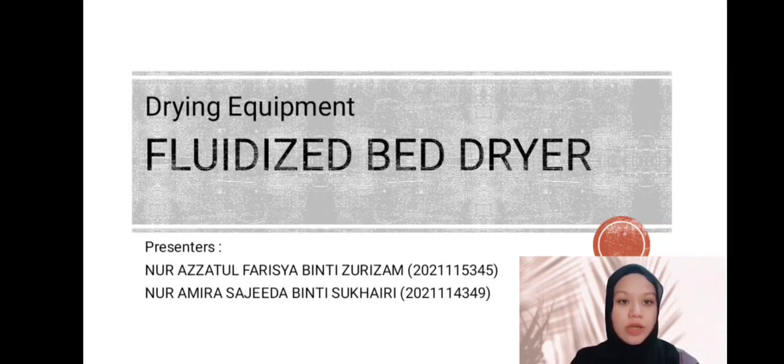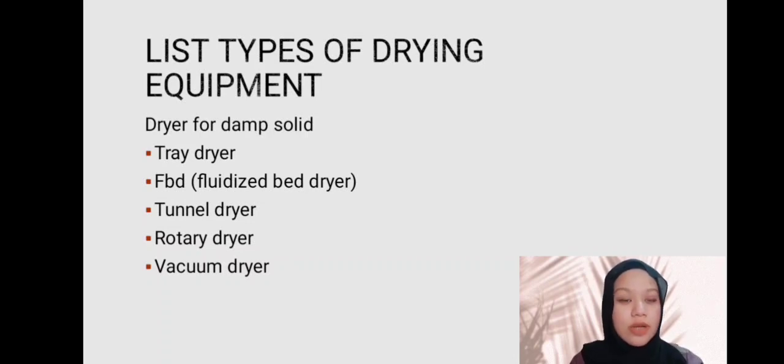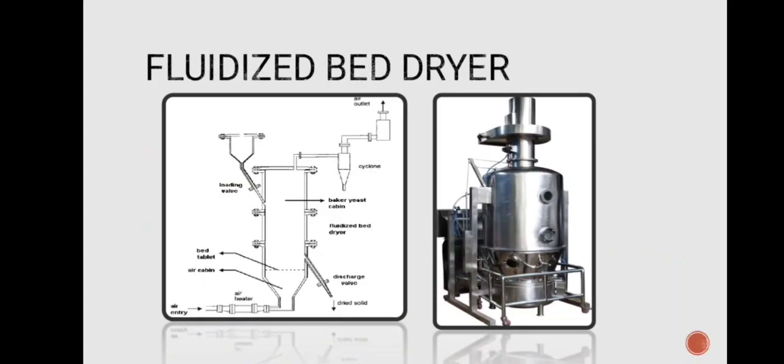We'll explain about the drying equipment and the types of drying equipment. What is drying equipment? Drying equipment is the machine used to minimize or reduce the water content from the material. Aside from the dryer section itself, this dryer also includes the feeders, heaters and the product collections. There are many types of drying equipment such as tray dryers, vacuum dryers, fluid bed dryers, rotary dryers and tunnel dryers. This is the fluid bed dryer.